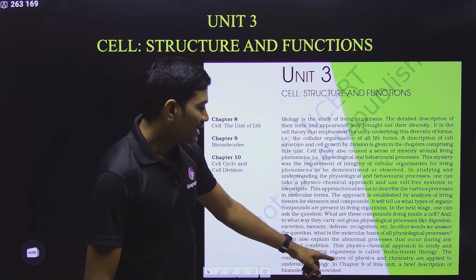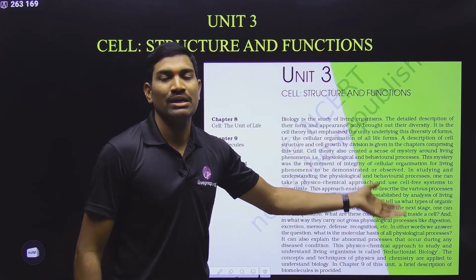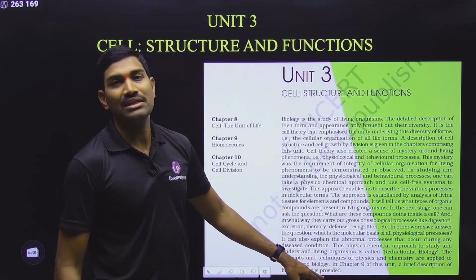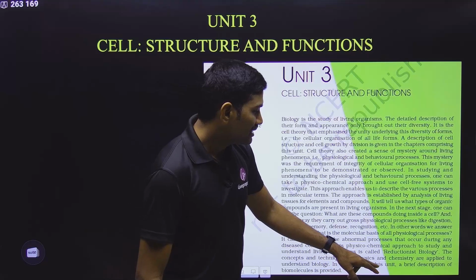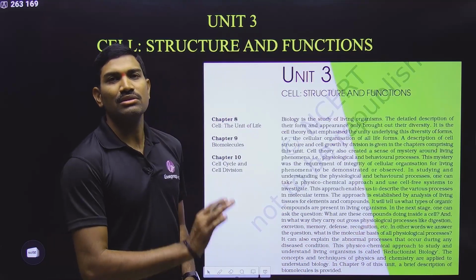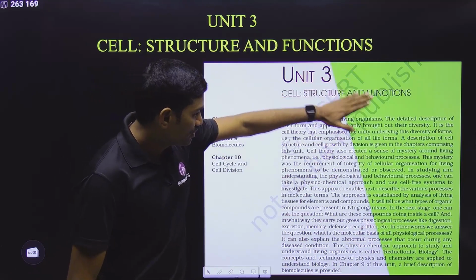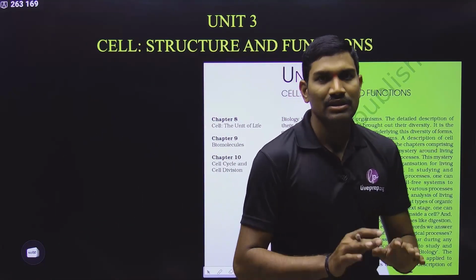The concepts and techniques of physics and chemistry are applied. That's why it is a physico-chemical approach. Concepts of physics and concepts of chemistry are applied to understand biology. That's why it is called the physico-chemical approach. Next one, in chapter 9 we are talking about some of the biomolecules. Now we are entering into these biomolecules. Clear? I hope you now understood this unit introduction completely.